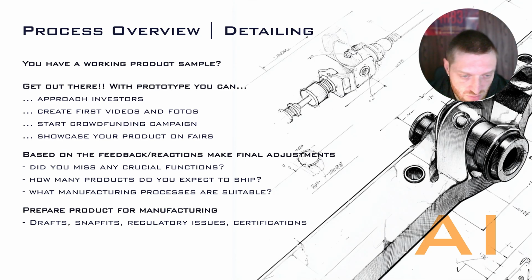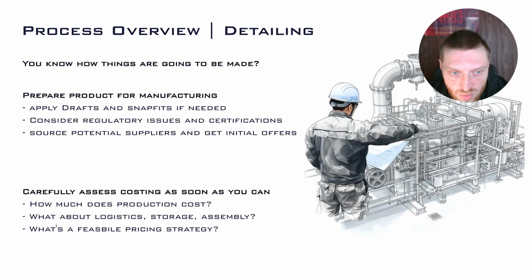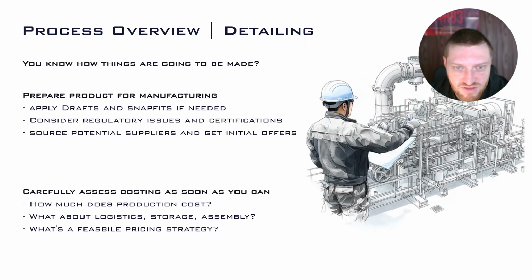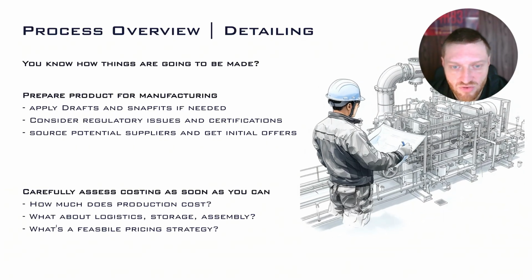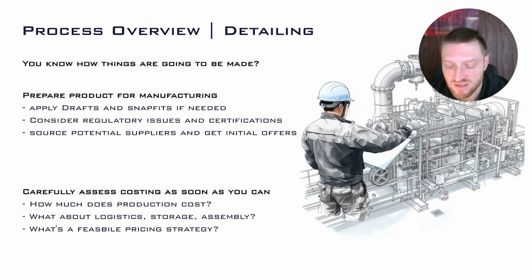In terms of actual work on the product, you still have to develop the draft angles. You have to think about snap fits. You have to consider regulatory issues and certifications. Are there electronic components in there that need certification in order to be sold? So when you know how things are going to be made, you can also prepare the product for manufacturing, right? So you apply the drafts and snap fits if needed. You consider the regulatory issues and certifications, and you can start sourcing the potential suppliers and get initial offers.